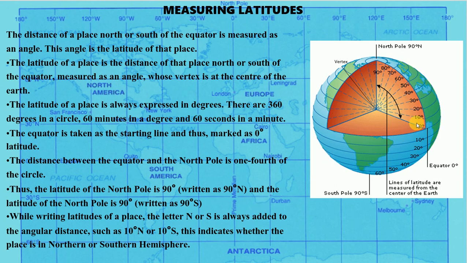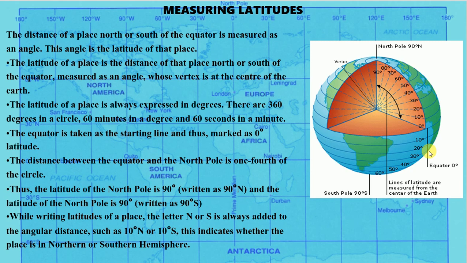This equator, which is at 0 degree, is taken as the starting line and thus marked as 0 degree latitude. Okay, the distance between the equator and the north pole is 1/4 of the circle. So 1/4 of 360 is 90 degree, and thus the latitude of the north pole is 90 degree, written as 90 degree north.